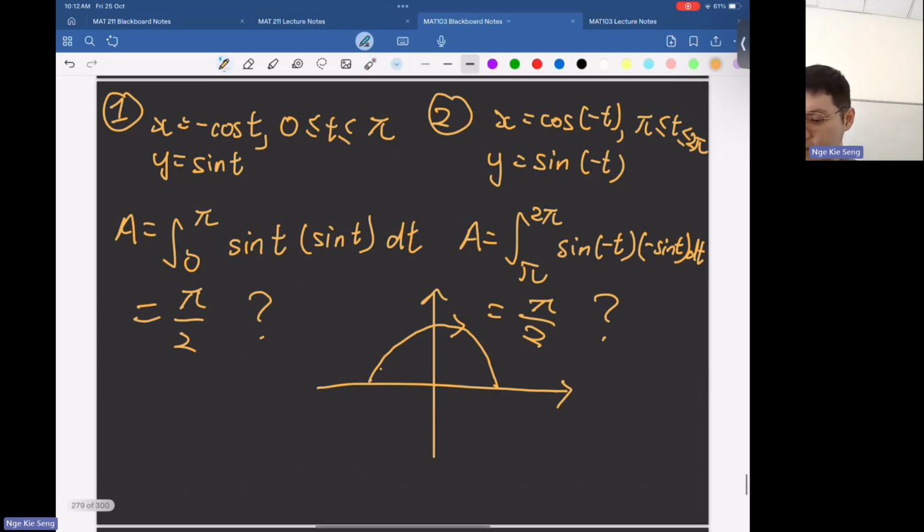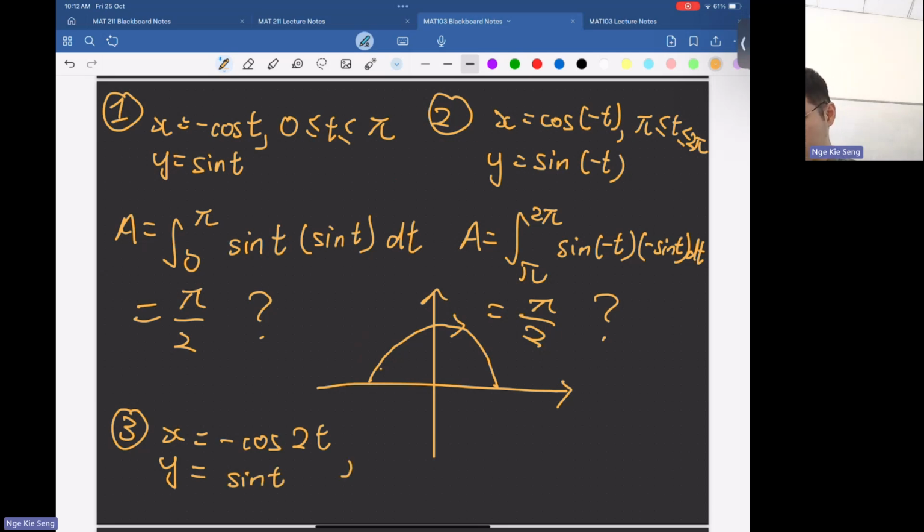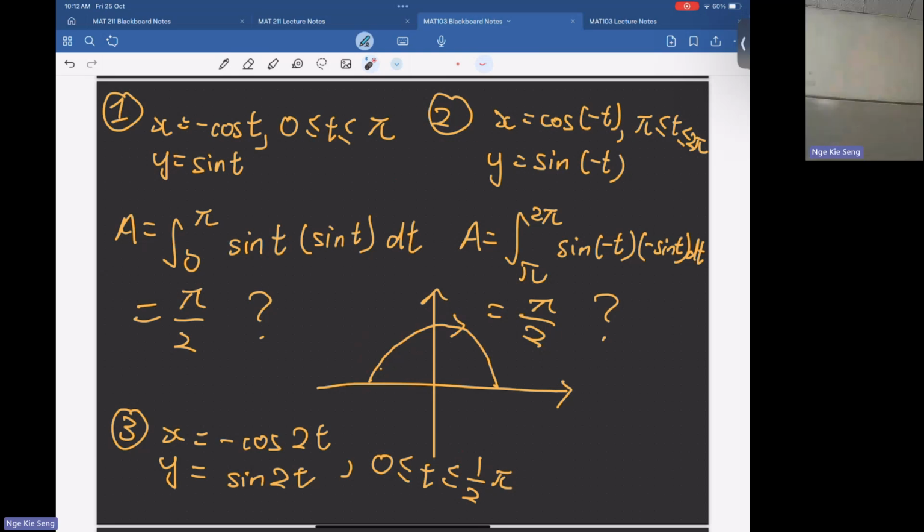Okay, let me write it for you in case you don't know what I say. So how about we put 2t here? Then maybe my time will go from 0 to half pi. You can see that. Why I said this is speeding up, because to go around the same semicircle, you only need pi over 2 time only. So you speed up and you use less time to travel. Previously you need whole pi to travel, but now you need half pi. So now I speed up.